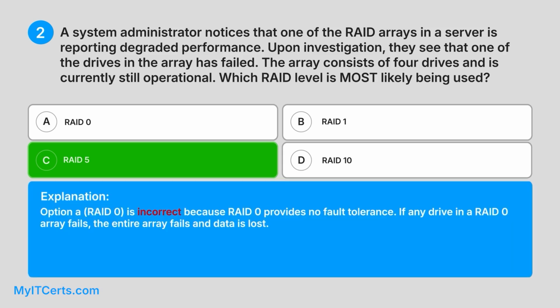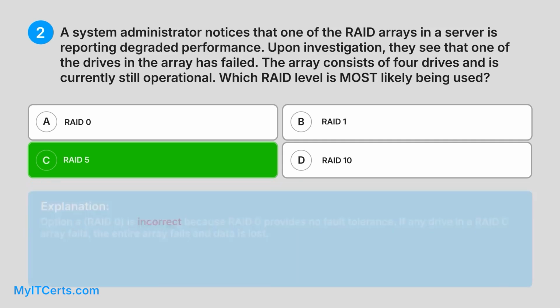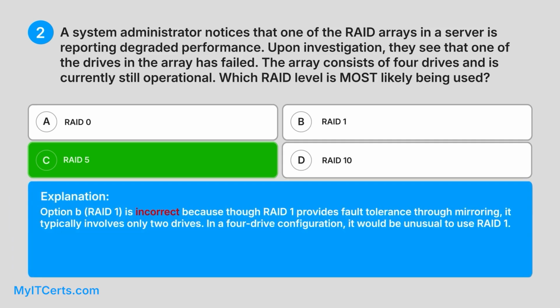Option A, RAID 0, is incorrect because RAID 0 provides no fault tolerance. If any drive in a RAID 0 array fails, the entire array fails and data is lost. Option B, RAID 1, is incorrect because though RAID 1 provides fault tolerance through mirroring, it typically involves only 2 drives. In a 4-drive configuration, it would be unusual to use RAID 1.